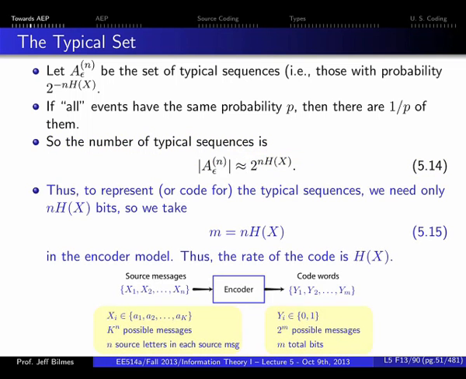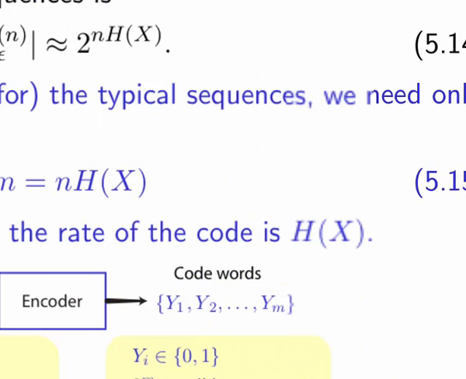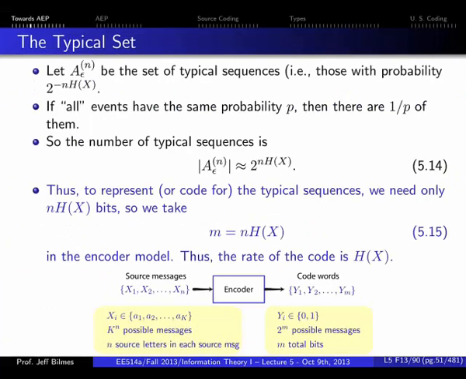And so, in order to code for typical sequences, we only need nH bits. So we can take m, the number of bits, to be nH. So what becomes of our rate, n over m? What I want to do is keep this here. This implies our rate becomes m over n, which becomes approximately the entropy.